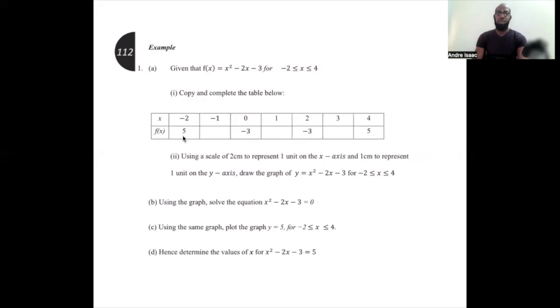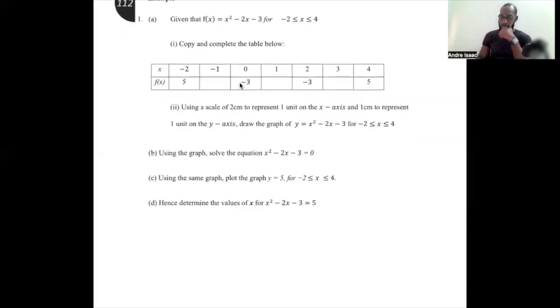If you look at the table here, you see consecutive numbers. The smallest number is -2, and the largest number is 4. So that's what this means. We have to copy and complete the table. For the blank spaces, we want to find out what f of that x value is, or sometimes you can say y. So let's jump right into it.